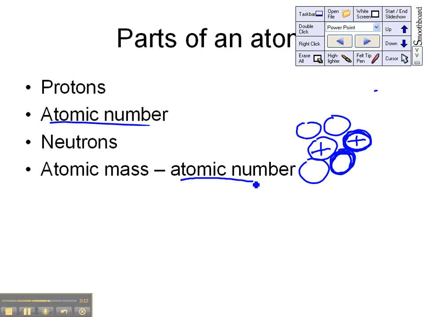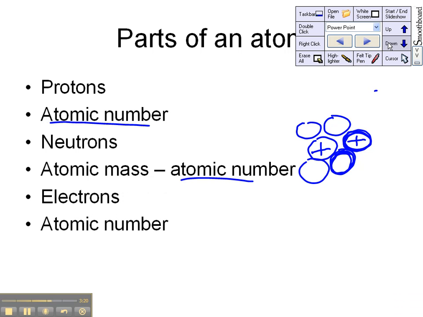Now the last one is electrons. That's the last particle that we see in an atom. Now how do you figure out how many electrons there are? Once again, it's the same as the atomic number. Electrons are generally further on the outside of the atom. They're zipping around out there, and we're going to talk about more models later on.